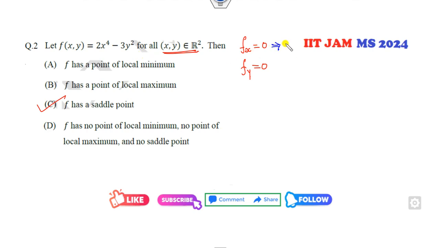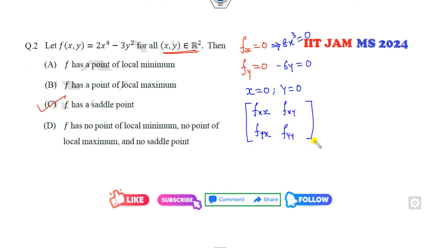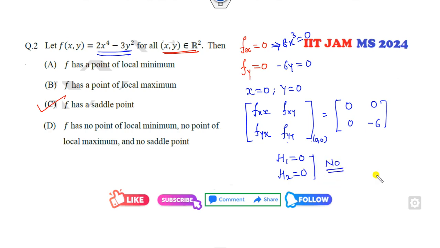If you take the first derivative as 0, it is 8x cube is 0, and from here minus 6y is 0. So x is 0, y is 0. Then you can find the matrix fxx, fxy, fyx, fyy at the point 0 comma 0. The second derivative at the point is 0, this is also 0, and the second derivative of the other is minus 6. So clearly both the principal minors, the first value is 0 and the second minor is also 0. It means you can't say whether it's a maxima or minima.